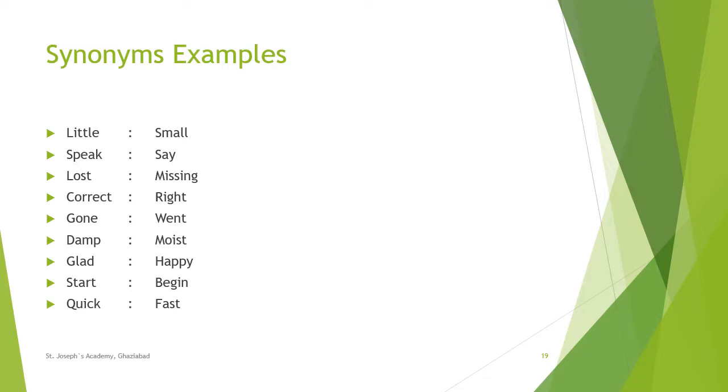Then we have quick and fast. Quick and fast both mean the same, so they are synonyms to each other. And the last is near and close. Near and close both are the same in meaning and are similar to each other. So students, under this topic, Same to Same, we have learned about synonyms, which means words which have the same meaning.